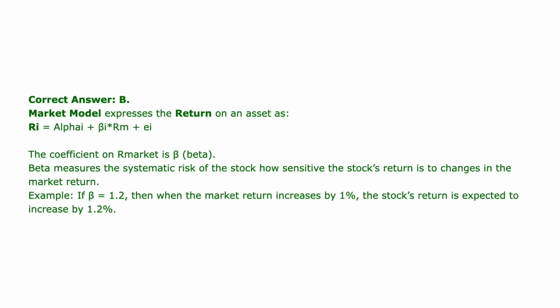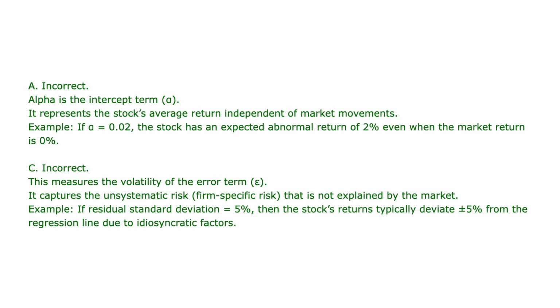In the market model, the coefficient on the market return variable is beta, which measures the stock's sensitivity to market movements. Option A. Alpha is the intercept term, the coefficient on the constant, not on the market return variable. Option C. Residual standard deviation measures the volatility of the error term, epsilon, capturing unsystematic risk, not a coefficient in the regression.